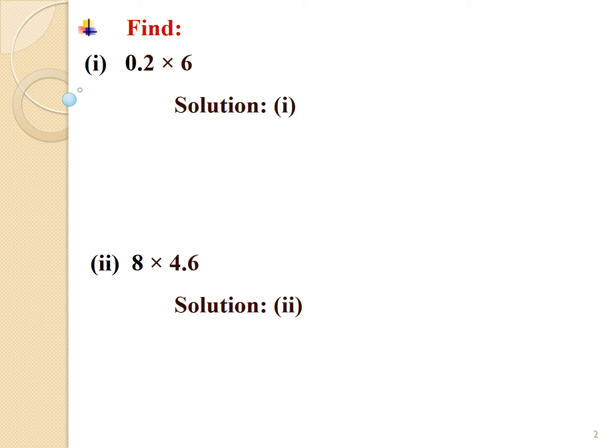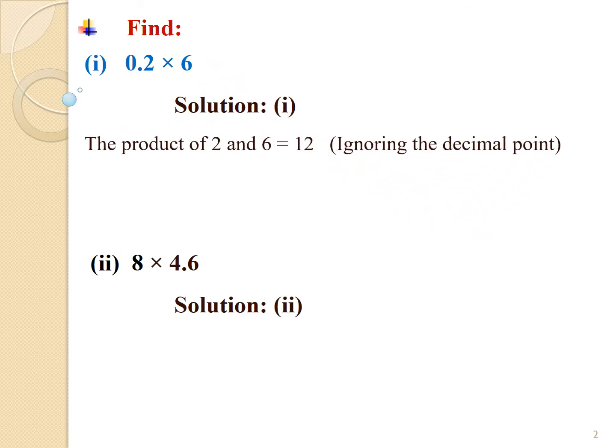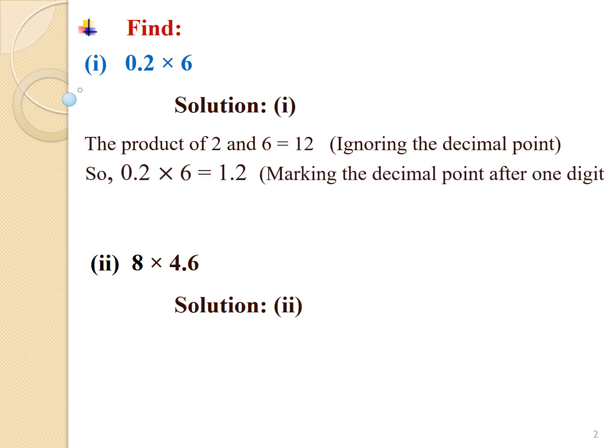Sum number 1, 0.2 into 6. First, multiplying 2 by 6 as a whole number by ignoring the decimal point, we get 12. Now, marking the decimal point after one digit from the right, as there is one decimal place in the given decimal number 0.2, we get 1.2. So, 0.2 into 6 is 1.2.